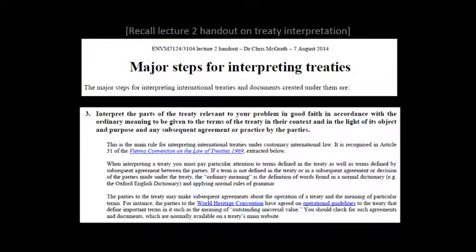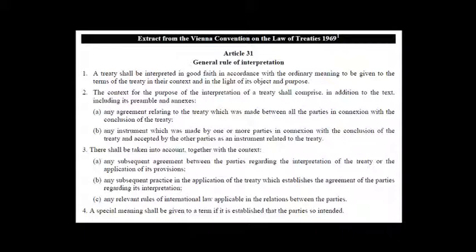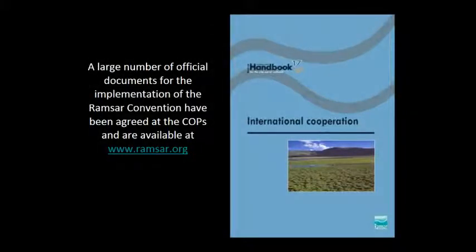And so I'll put that in the major steps. You need to be aware of, in Article 31, Paragraph 3, any subsequent agreement. And that doesn't mean that you've got to go and trawl through all the resolutions and do a huge amount of research, because the big conventions like the Ramsar Convention and the World Heritage Convention have consolidated the resolutions into user-friendly formats and then adopted different versions of handbooks. So a large number of official documents for the implementation of the Ramsar Convention have been consolidated into what's called the Ramsar Handbook.